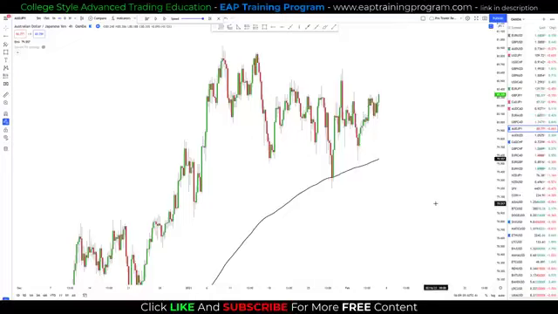So right now I want you to see if you can actually spot this inverse head and shoulders pattern before I point it out. Hopefully you were able to see it right here. It is a pretty large pattern, but this is what we're seeing. We have the market pushing down to a low, pushing back up to an initial shoulder, pushing down, breaking below that low for the head of our pattern.